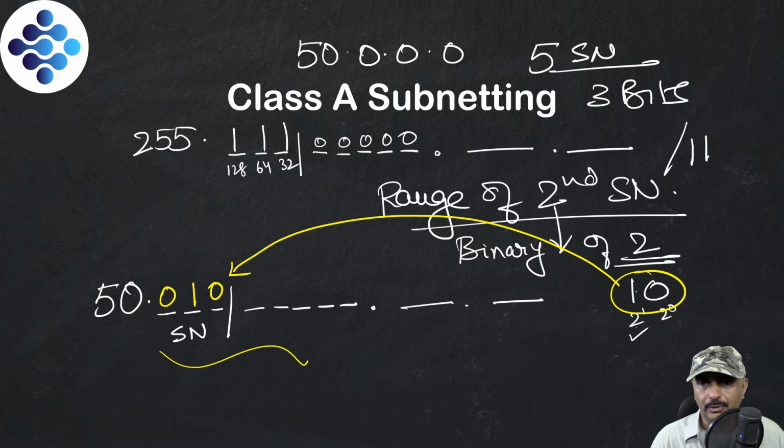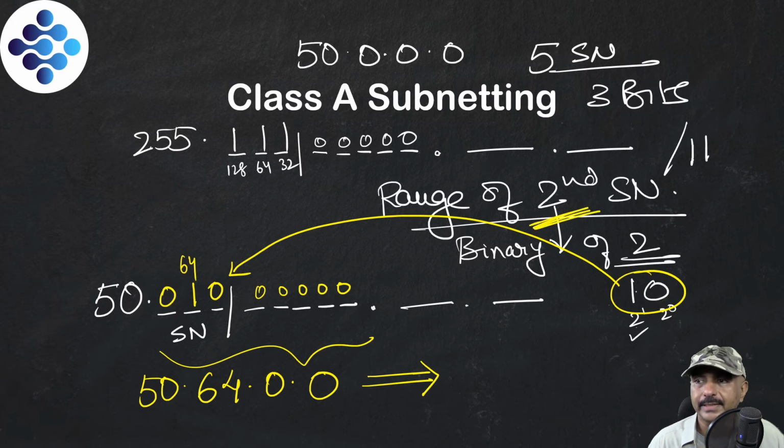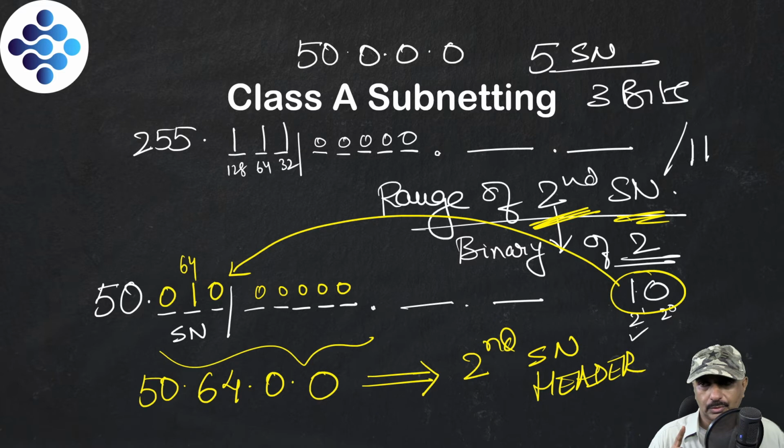Now what would be the value of this entire octet? It would be 64, because the rest of the bits are still 0. This 50.64.0.0 is what is called the second subnet header. Now this second subnet header, that is 50.64.0.0, is representing the entire second subnet.